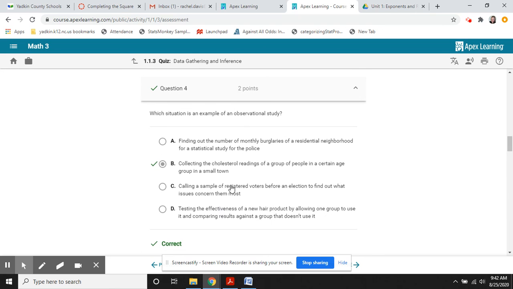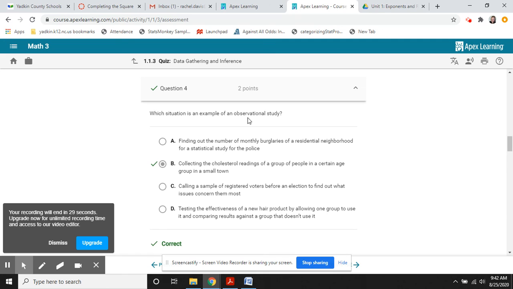All right, observational study. So for observational studies, you're not implementing anything, you're not doing anything to the participants. Okay, you're not doing anything to the people. So observational study, you're just looking at them, seeing what's going on.